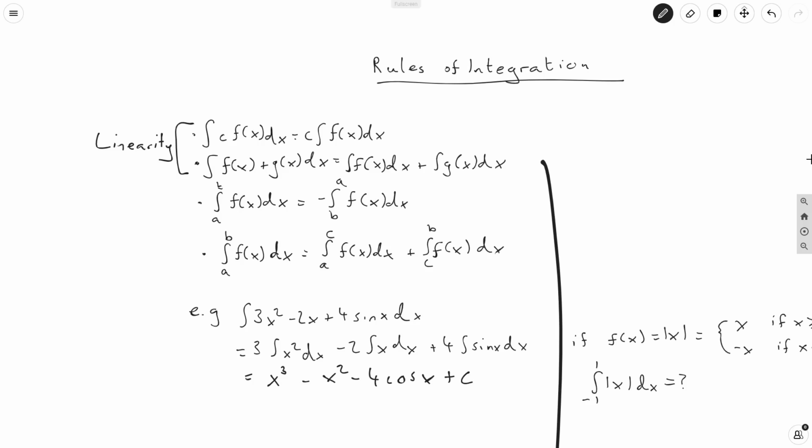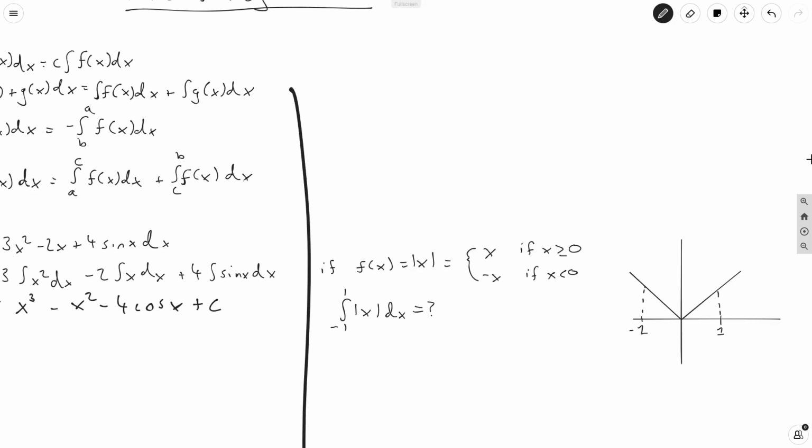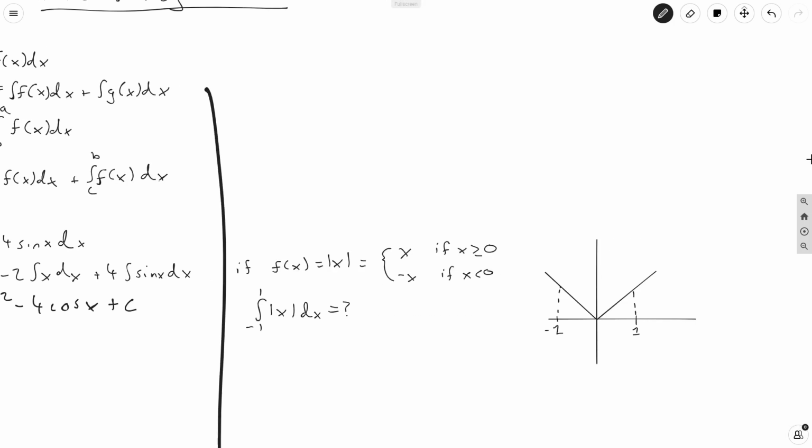And the other example I wanted to go through here was, if f of x is the absolute value function, that is to say it's equal to x if x is positive, and it's equal to negative x if x is negative, and this is the sketch of the graph of f of x equals mod x.